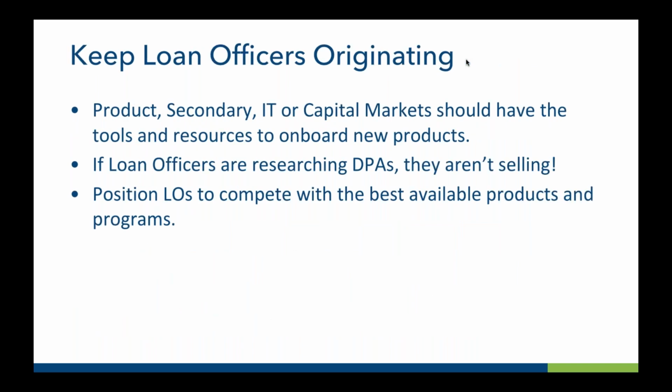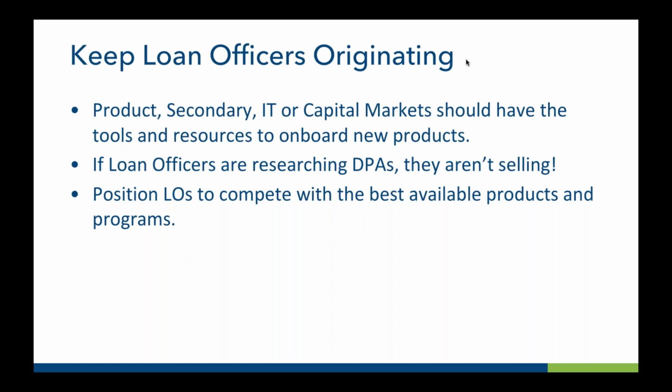All right, now I'm going to have to pick up the pace here. So, keep loan officers originating. I'll ask a rhetorical question, and if you want to share in the chat box, feel free. If a loan officer comes to your product division, let's say that you have one, and they have a new down payment assistance program they want to use, what is your policy? Do you send that loan officer back out to research that DPA and provide you with information? Or does the product team take over the request?